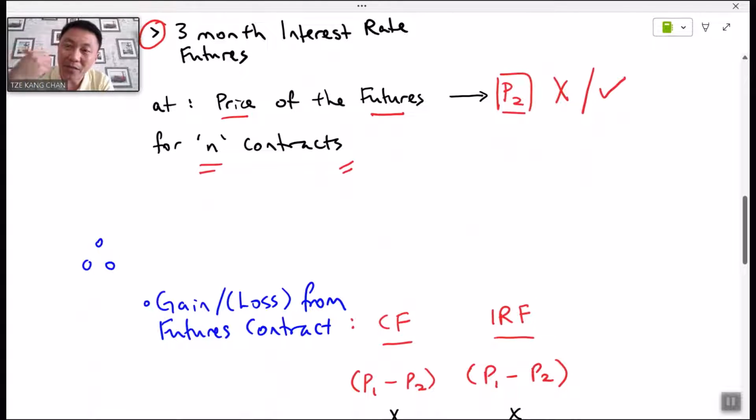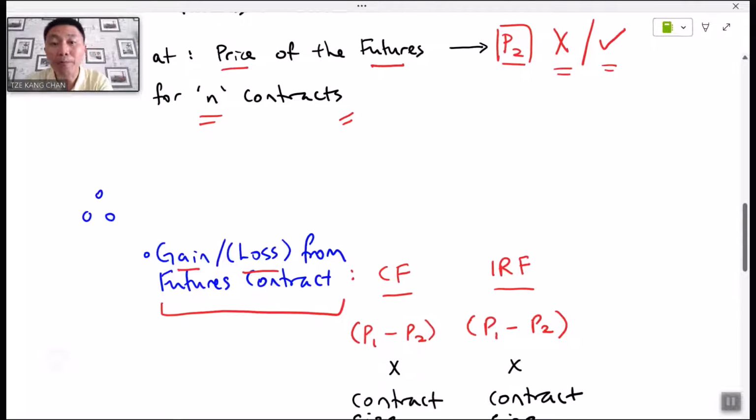The mechanism of this closing out action is aimed at deriving the gain or loss from the trading of this futures contract. If P2 is not provided, there is no need for students to calculate the actual gain or loss from such a close-out action. However, if the question comes with P2, you may need to show the calculations of the actual gain or loss on this futures contract, for both currency futures and interest rate futures.